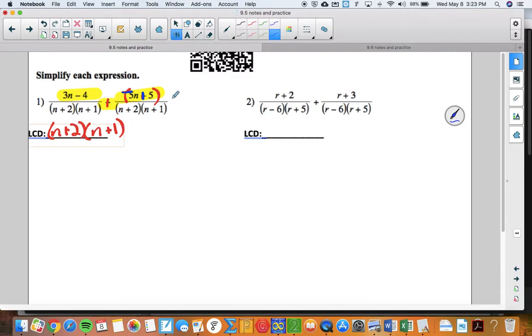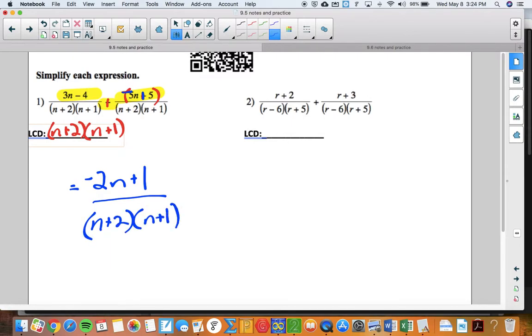So now I can combine like terms. On top I have 3n and negative 5n, which is negative 2n, and I have negative 4 that I can combine with 5, and that's positive 1. That's all over n plus 2 times n plus 1. And now I look to see if I can simplify or reduce anything, and I can't. So that's my final answer.